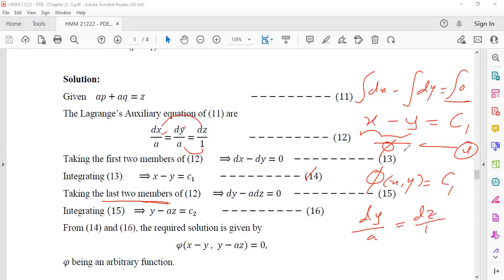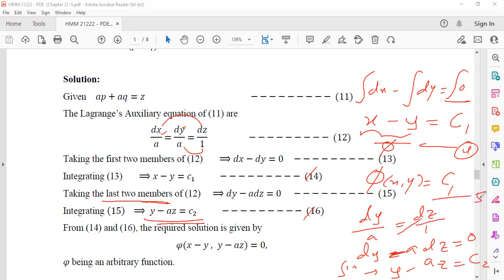If you follow the same steps, here you had better cross multiply. dy is equal to a dz. Then take the integrations on both sides. This side is equal to 0. If you take integration, this will be y minus, tell me the answer, az. Am I right? Which is equal to c2. Yes. You can take that as the equation number, this is 5, this is 6.